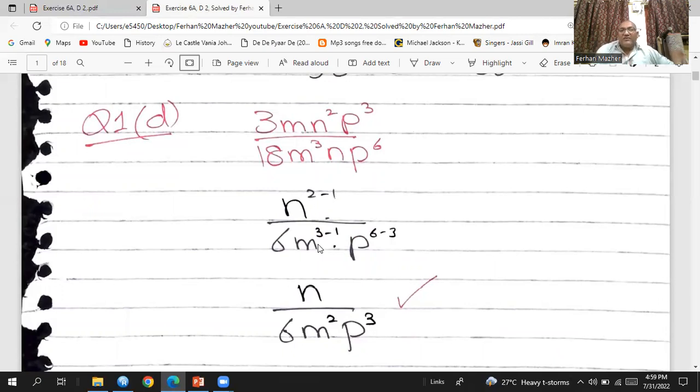N's larger power was in the numerator. So in the numerator, I will write n raised to power 2 minus 1. The p has a larger power in the denominator. So in the denominator, I will write p raised to power 6 minus 3. So final answer will be n raised to power 1, and in the denominator we will have 6, m squared and p cubed. So this is how you will do question number 1, it's D part.